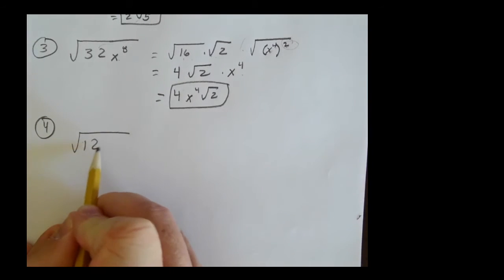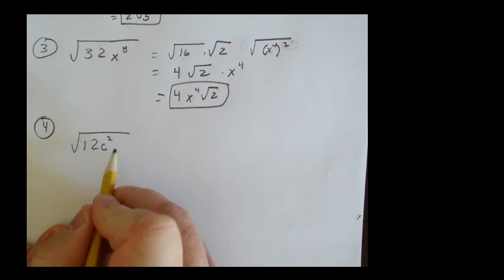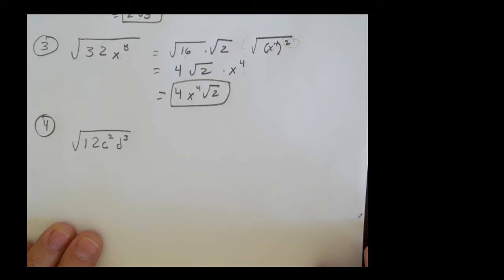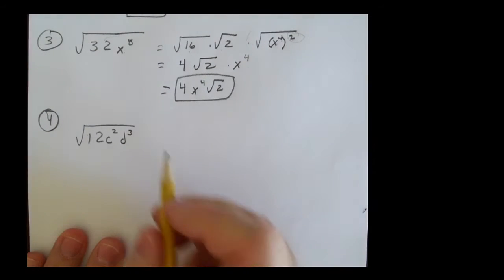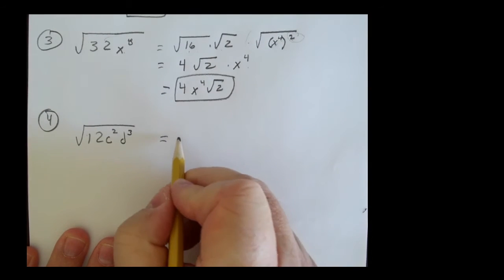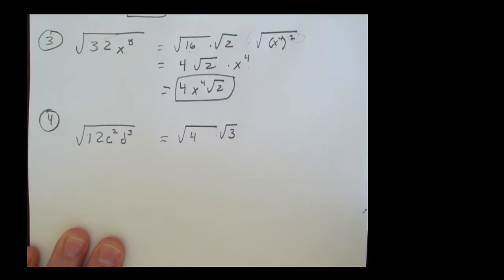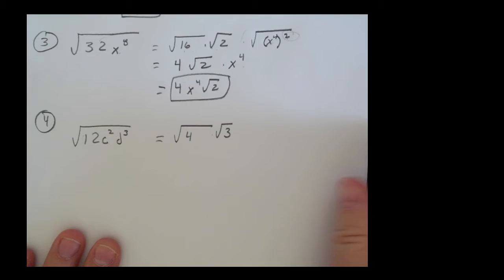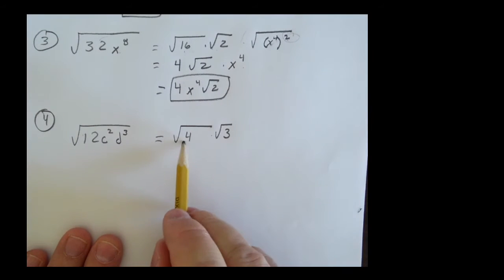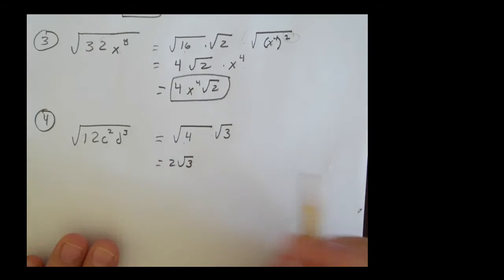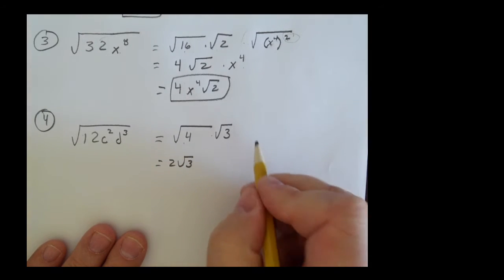Square root of 12c squared d to the 3rd. So there is our next teaching problem. The square root of 12 is the square root of 4 times the square root of 3. Square root of 4 is the perfect square. So that's what 12 simplifies to.